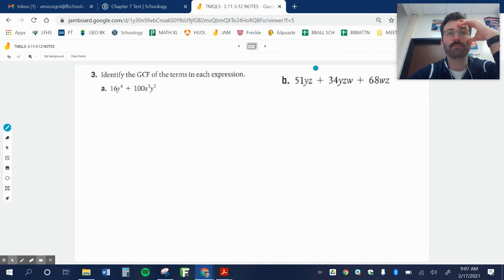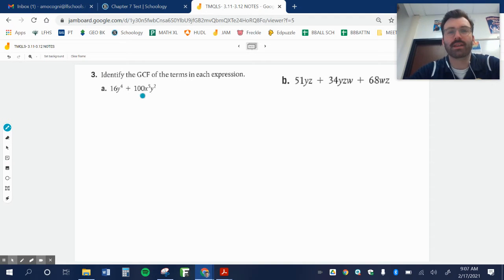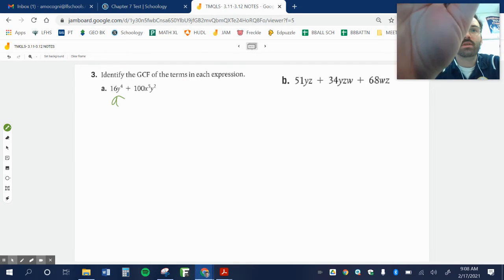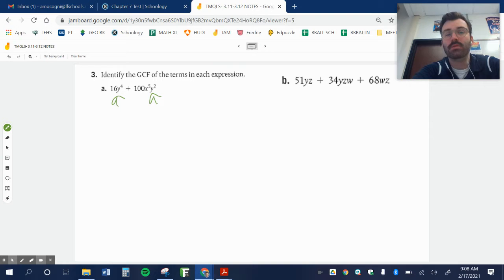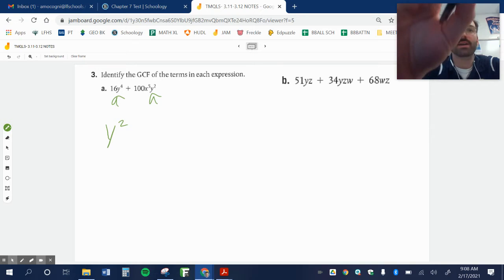All right, so let's maybe try a couple. We're looking at number 3. Find the greatest common factor. Let's just look at the variables first. I can see that both terms have y's. Both terms do not have x's, so x is not going to be involved in our greatest common factor. I want to think about how many y's each term has, at least. This term has 4, this one has 2, so they both have at least 2. So I can take a y squared out.